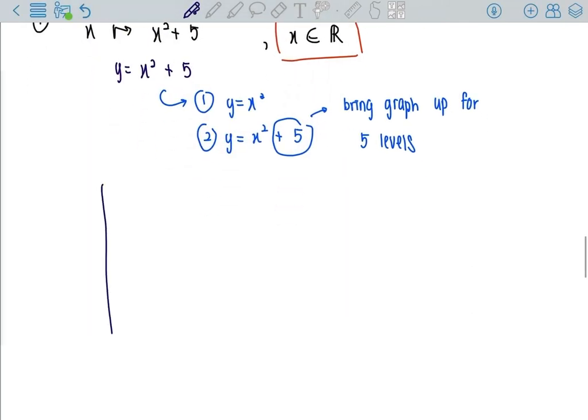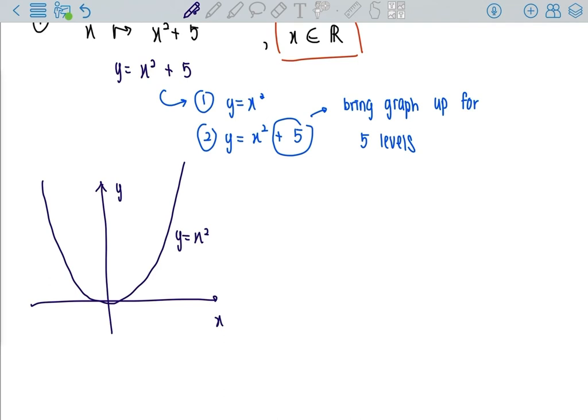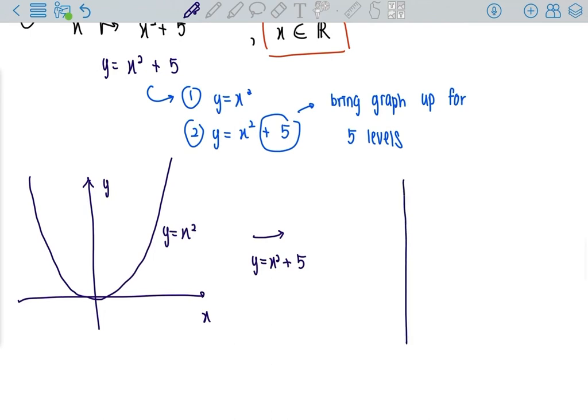We know that y equals x squared looks like this. This is our basic graph, y equals x squared, where it intersects at the origin. So with plus 5, y equals x squared plus 5, we move our entire graph up 5 levels. Our final graph will look like this, intersecting at y equals 5.